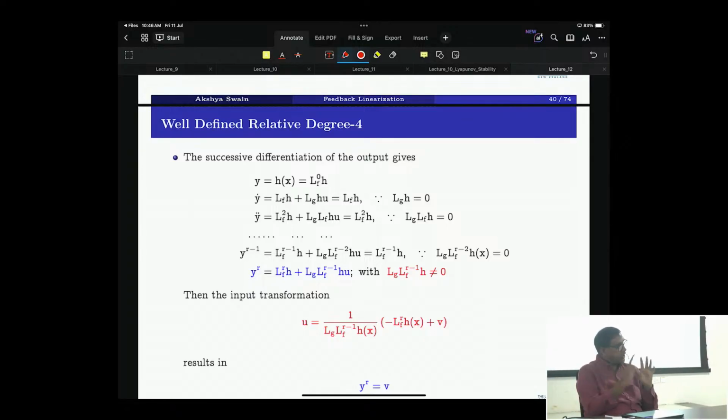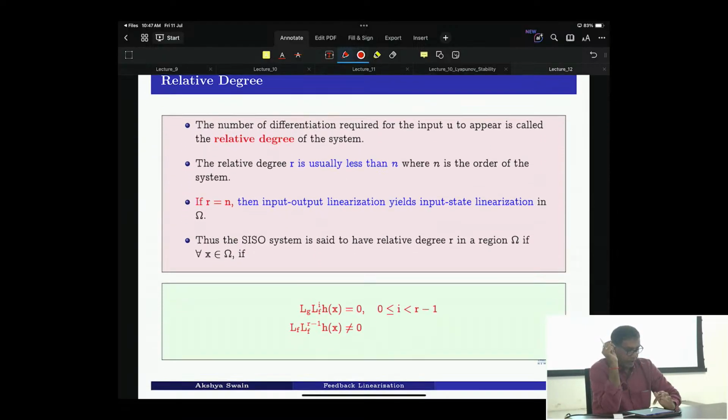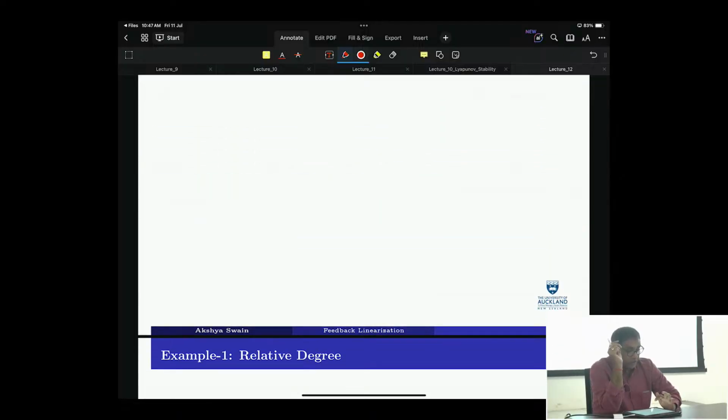So the idea is, forget about Lie algebra. You have got an output. We'll do it in an example, it will be clear. You differentiate the output until U appears, and then you cancel it. Let us do it, right? The number of times you differentiate until U appears is called the relative degree of the system. Let us do an example, then you see. Definition, these things will come later.